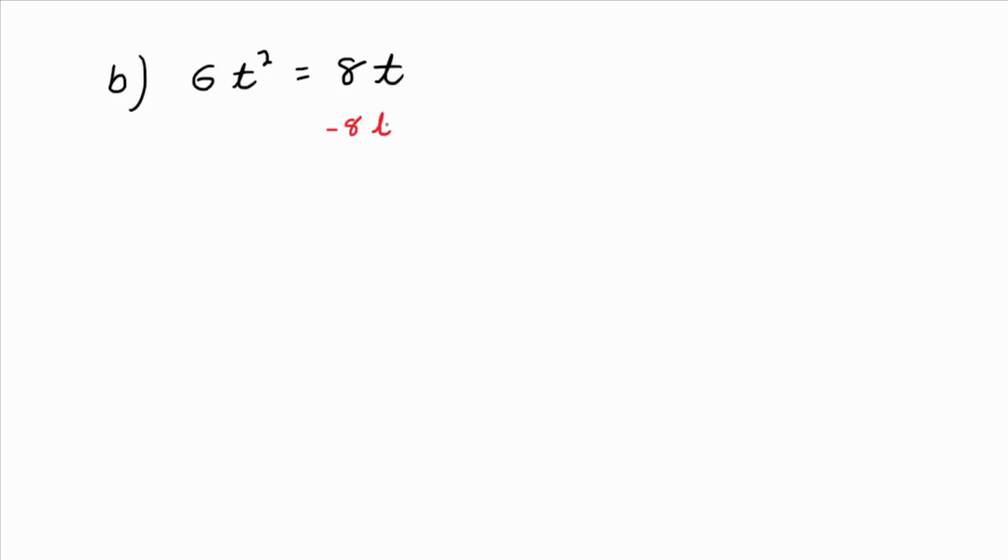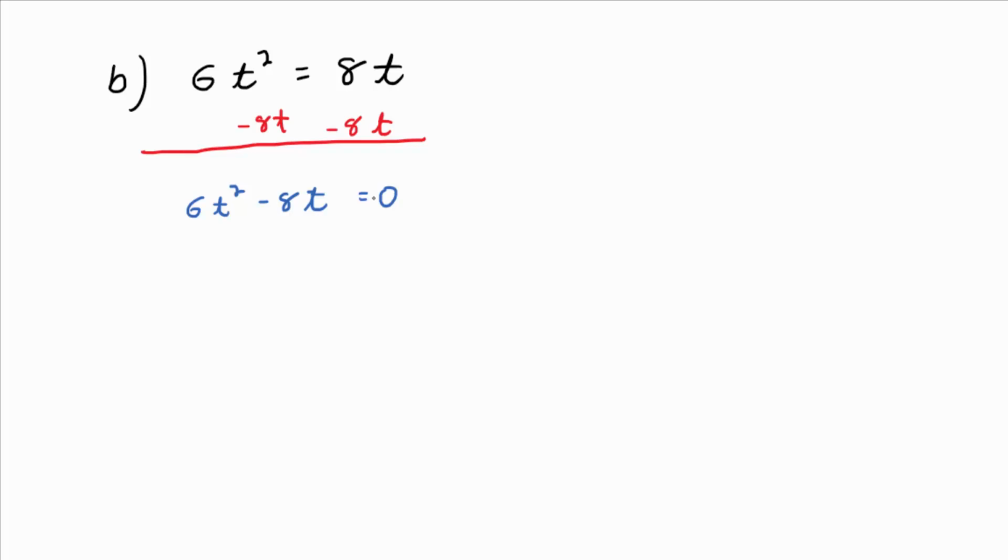Yeah, I would do that too. Subtract 8t from both sides, and you get 6t squared minus 8t equals 0. Now, we don't have a product yet. In order to use the zero product rule, we have to have a product. So we factor. That's how we get products.